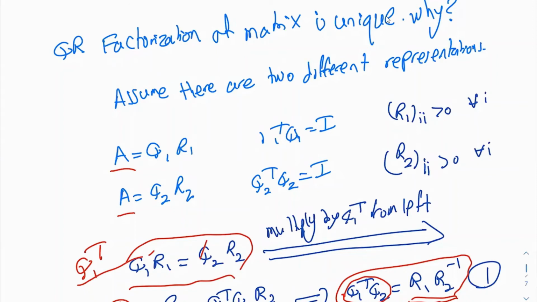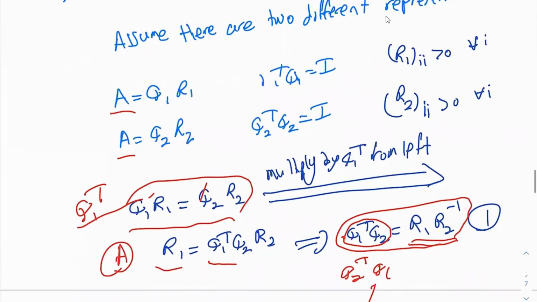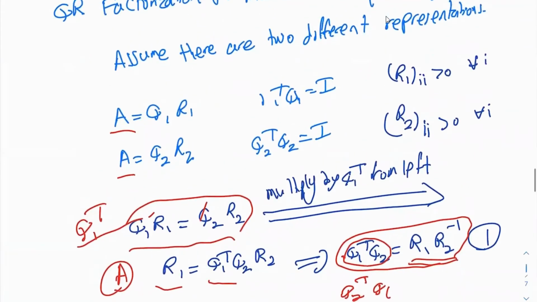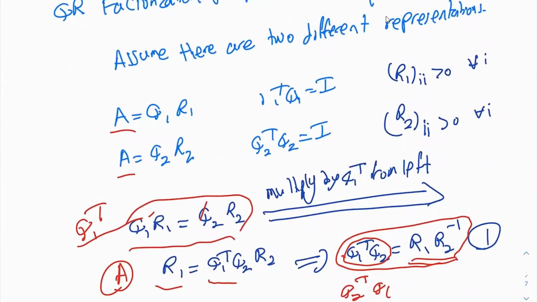Assume we have two different representations. One is that A equals Q1 R1. The other one is that A equals Q2 R2, okay? And then Q1 transpose Q1 is identity, and Q2 transpose Q2 also is identity, right? And the elements on the main diagonal of these upper triangular matrices are also positive. So since A can be written as Q1 R1 and Q2 R2, these two are the same, therefore Q1 R1 is equal to Q2 R2.